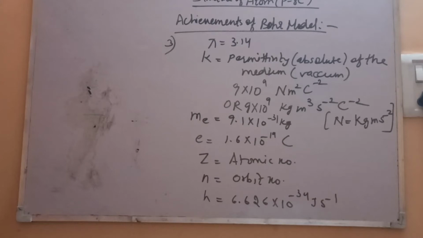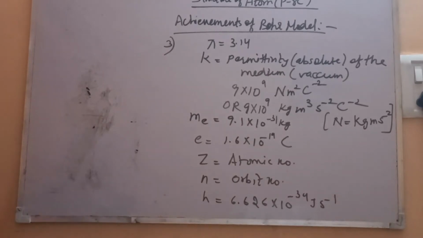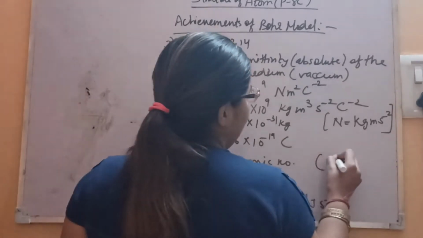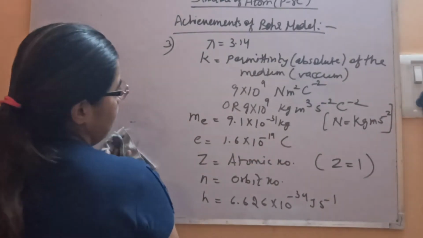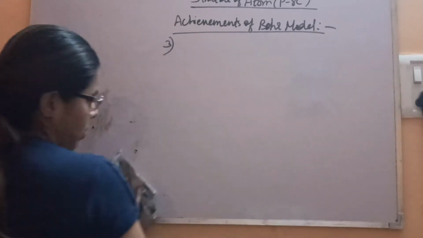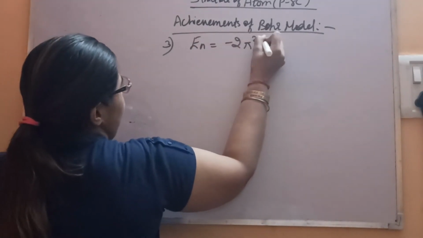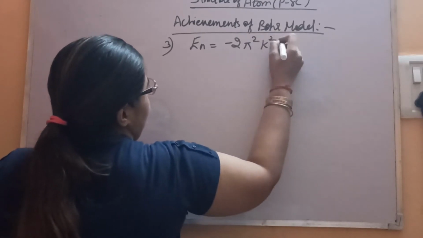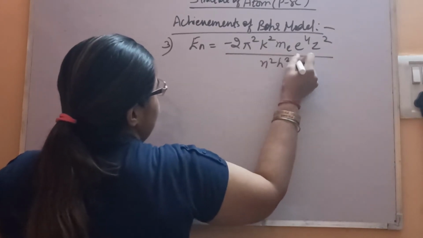So we'll substitute all the values in the given expression, then let's see what you will get. By substituting all the values in the expression, what you will get, here we are talking about hydrogen atom, so here Z will take 1. So let's substitute all the values in the given formula. That is En is equal to minus 2 pi square k square me e raised to the power 4 z square divided by n square h square.